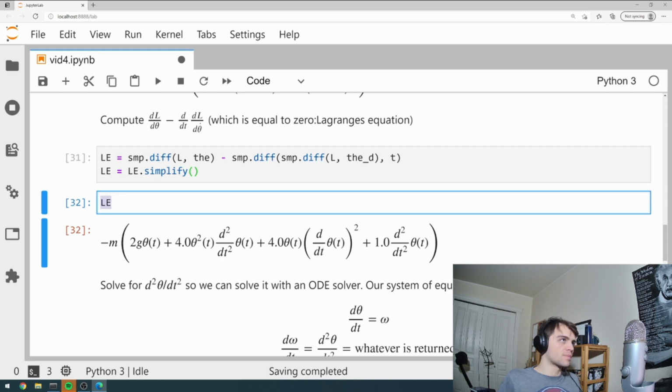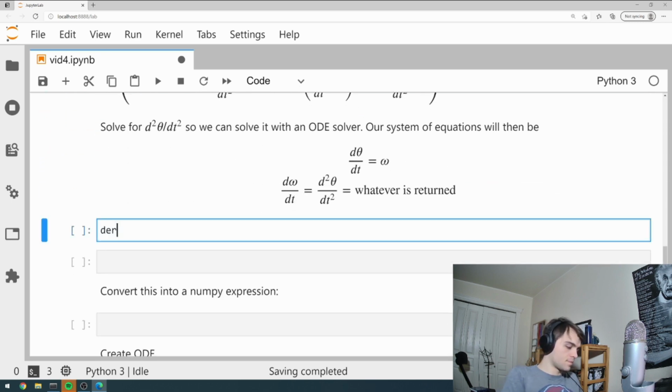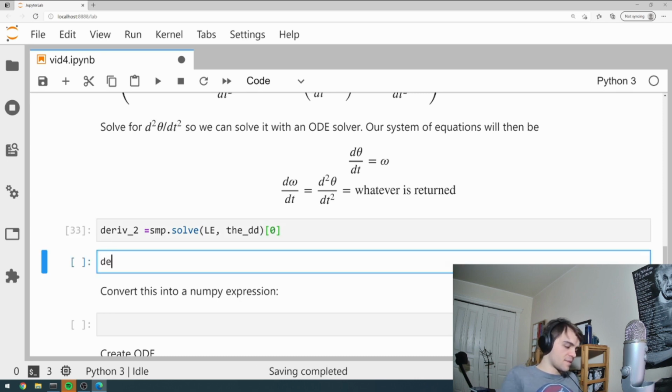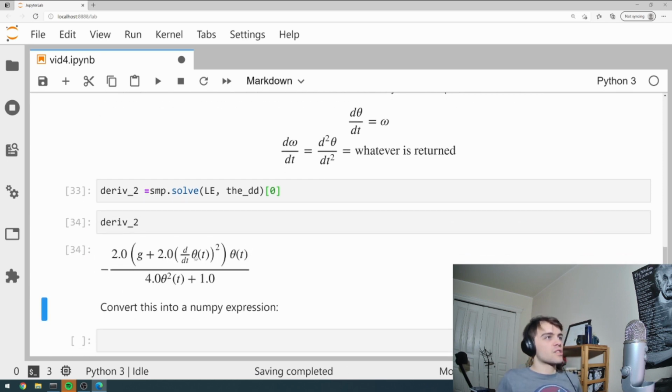So I can go, this is the second derivative. I plug in Lagrange's equation, and I want to solve for theta underscore double dot. And if I print this, this tells me that d²θ/dt² is equal to this, right? So I have my equation.